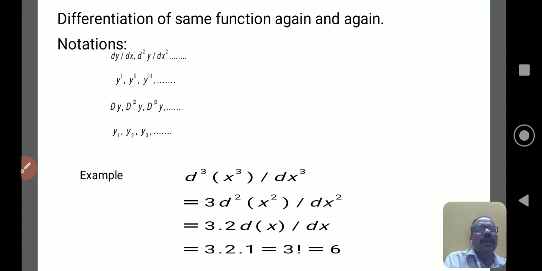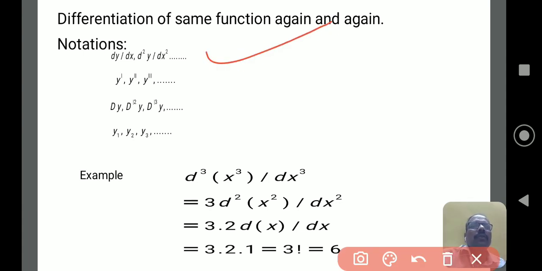This is a very simple concept in nth differentiation or successive differentiation. Let me repeat, the differentiation of the same function, that is x cube, again and again we get a solution, and this process is called successive differentiation. For successive differentiation we can use different notations here, dy by dx or d2y by dx square, which you are already familiar with in second PU. Similarly, you can denote it as y dash, y double dash, y triple dash and so on.